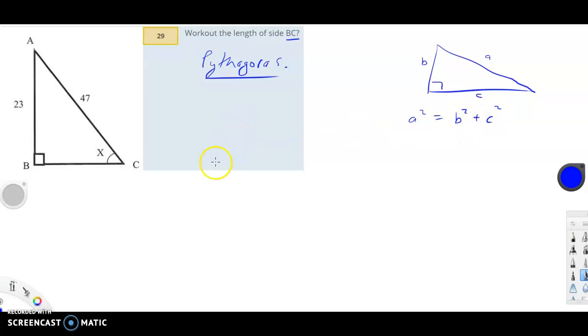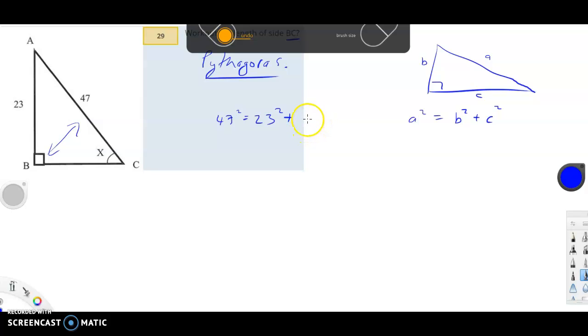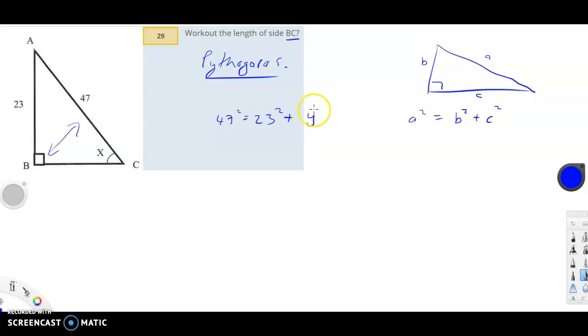So for us, that means 47 squared equals, because 47 is the long side opposite the right angle. See that? 47 squared equals 23 squared plus BC. Well, I won't use BC because it might prove to be a bit awkward. So we'll just call it Y. What's wrong with Y? Y squared. We'll call the length there Y, right? So we want Y on its own.